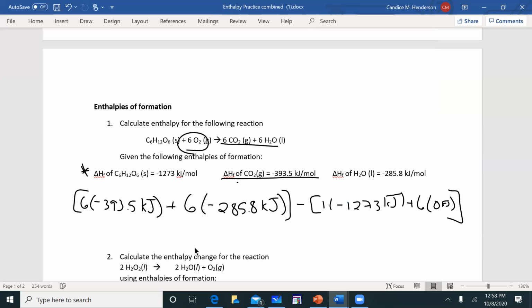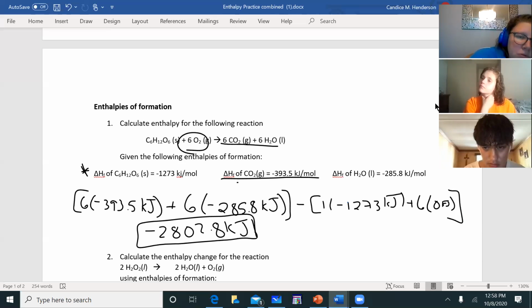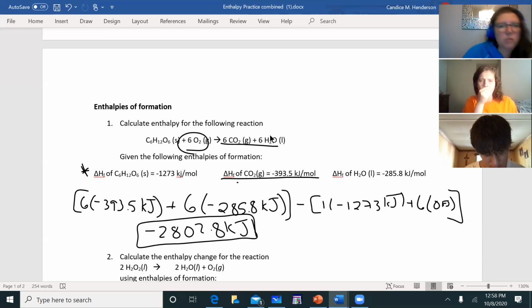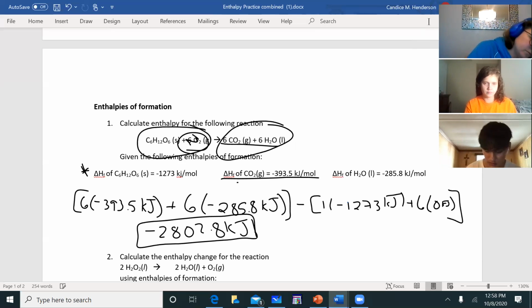Okay. So plugging that into our calculator, in this case, we do end up with a negative number, negative 2802.8 kilojoules. Okay, so any questions on where any of those numbers came from? No, feel good with that, okay. Just make sure you're doing products minus reactants, and you can ignore the elements.